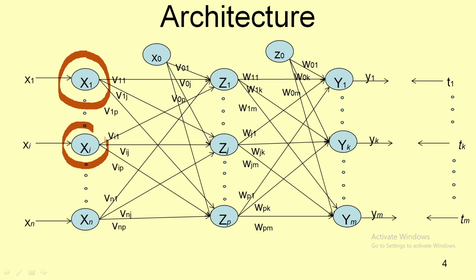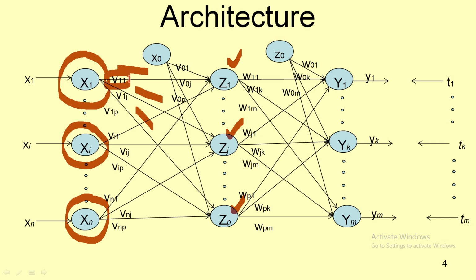Up to xi node, etc., up to xn node. That means in the input layer you have n number of input nodes, right? And all the input nodes have connections, and those connections are heading forward towards the corresponding hidden nodes. So x1 is leading to z1, x1 is leading to zj, and x1 is leading to zp. Accordingly, you can see that the connections will have different weight values, v11.